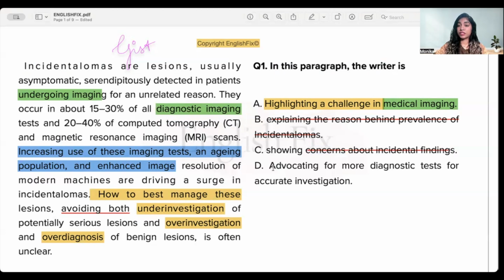Then answer option D says that the writer is advocating for, arguing for, basically supporting or saying that we should have more diagnostic tests for accurate investigation. Certainly, there's a problem with under investigation and over investigation, but the writer has not suggested that we need to do more and more tests in order to solve this problem. He has not provided a solution. So answer option D will definitely be incorrect. So this is why our answer option A is going to be the right answer here.